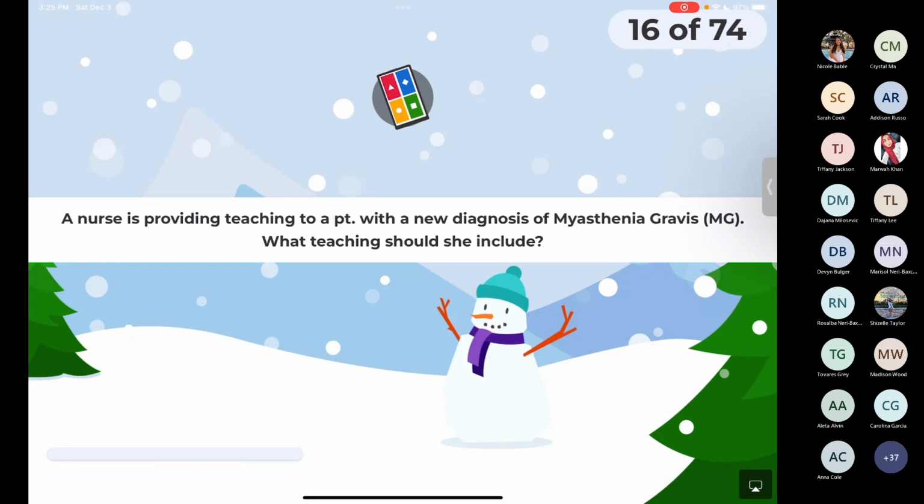A nurse is providing teaching to a patient with a new diagnosis of myasthenia gravis. What teaching should she include?